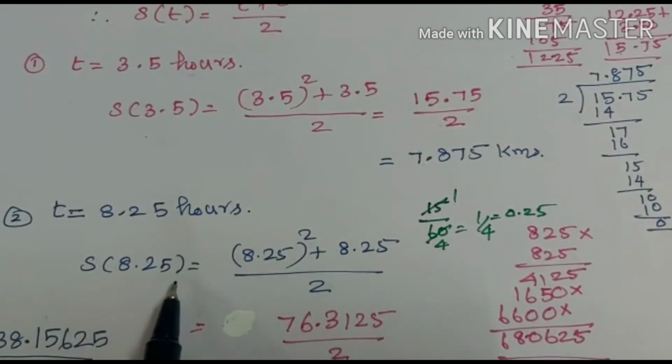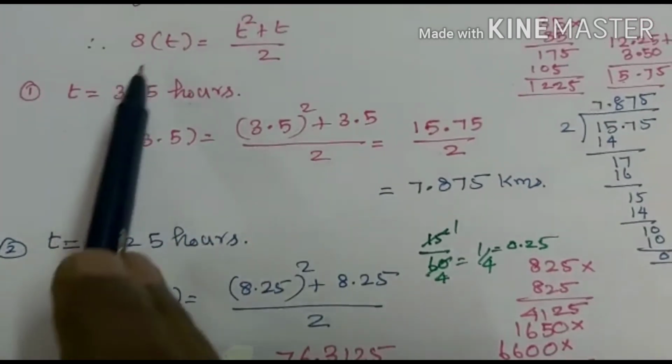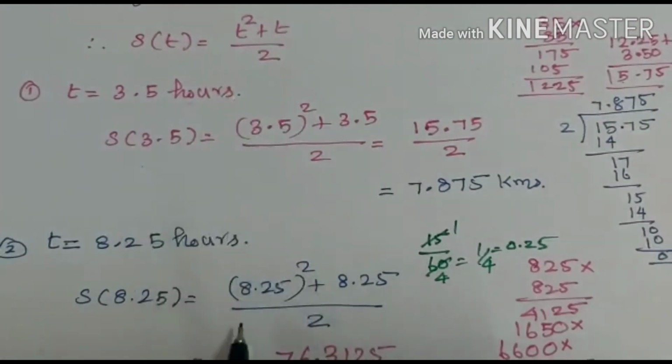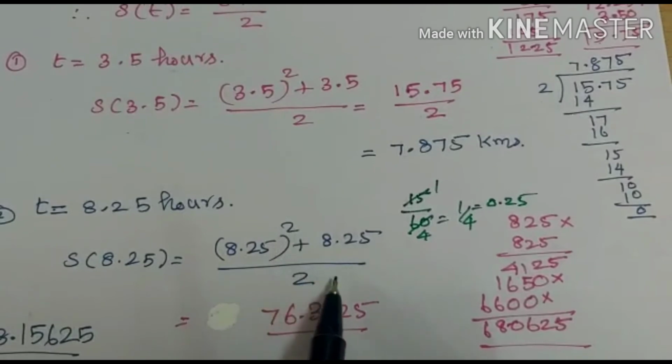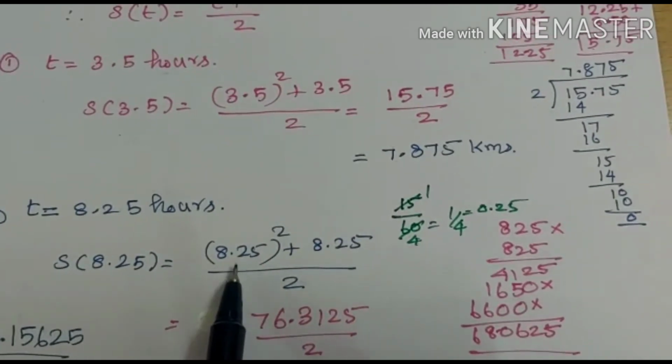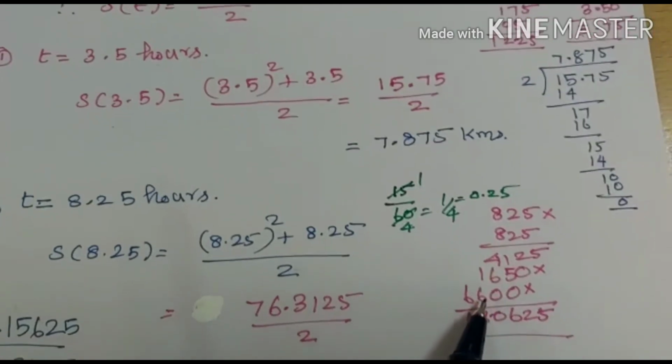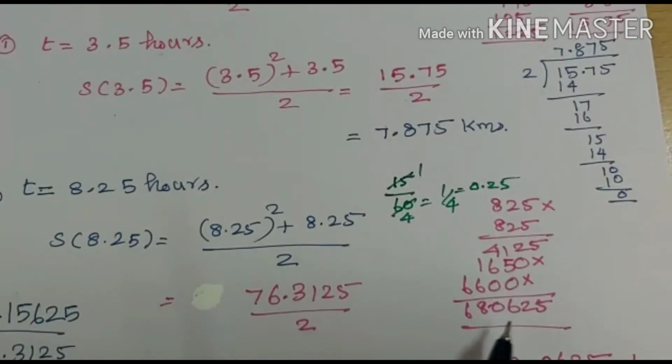So S of 8.25 in the formula, S of t equals t square plus t by 2. So 8.25 the whole square plus 8.25 by 2. Just multiply 825 into 825, we get the answer 680625, and 4 decimals are given. So 1 2 3 4, 68.0625.